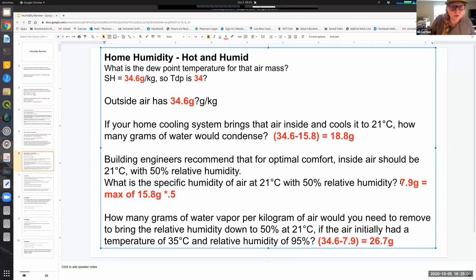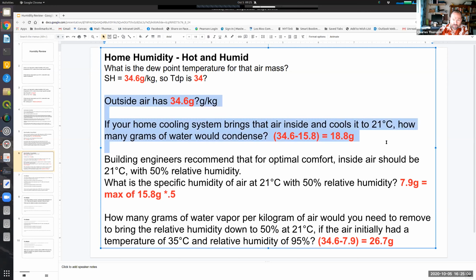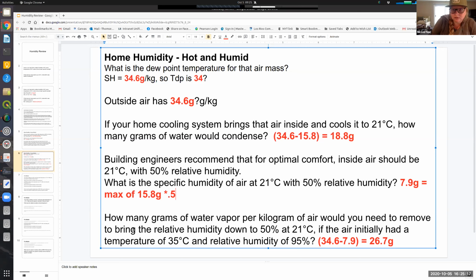Okay, so we've taken care of these questions. So the next question now is, what does perfect air look like? 21 degrees Celsius with 50% humidity. So that's the 15.8 times 0.5. So we know that's the 7.9. Right.